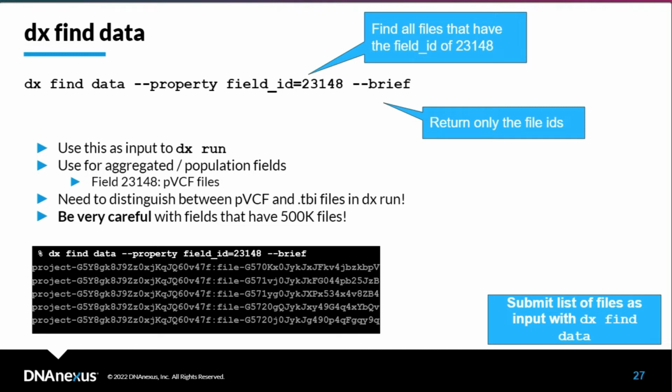The other thing I will tell you is be very careful with dx find data and with fields that have 500,000 files. These are files for all of the individual participants. I would say focus on only those fields that are for aggregated files. So the PVCF files, you don't have one PVCF file for each participant. These are aggregated across the entire population. So in general, be very careful with using dx find data with those singular files.